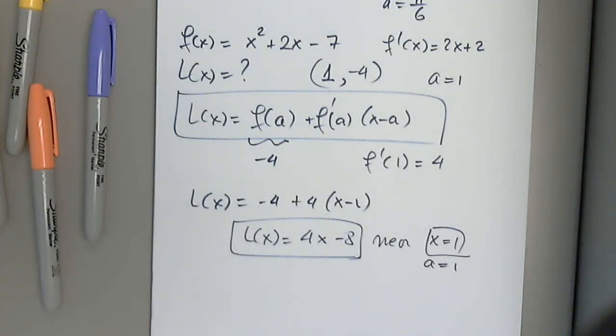So if we want to evaluate x squared plus 2x minus 7 near x equals 1, and we can agree with some error, because it's not going to be exact, we can use this function, which is a line. So if you want to approximate that function at 0.9, you can use this and you will get a very good approximation. If you want to approximate that function at 1.01, you can use this, and it's going to be a very good approximation.